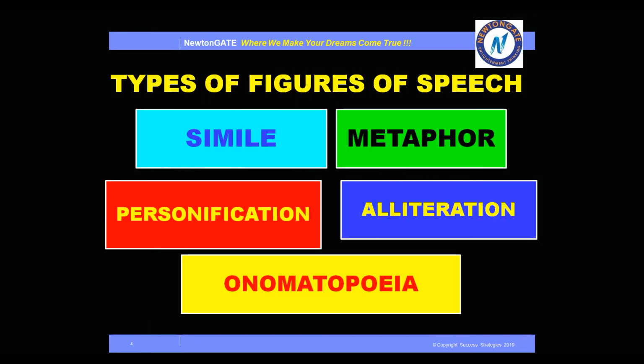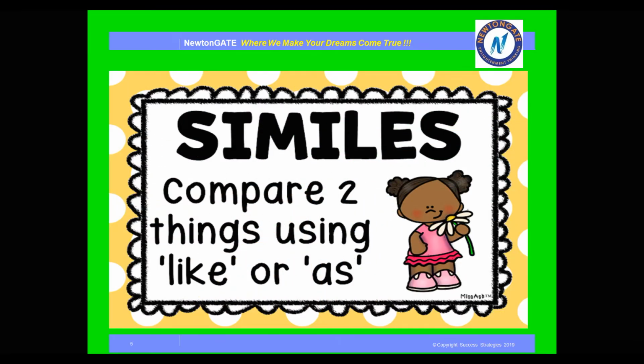So today we are going to discuss 5 types of figures of speech. They are simile, metaphor, personification, alliteration, and onomatopoeia. Now let us see the first kind of figures of speech, that is simile.